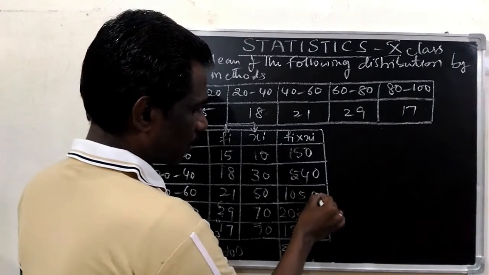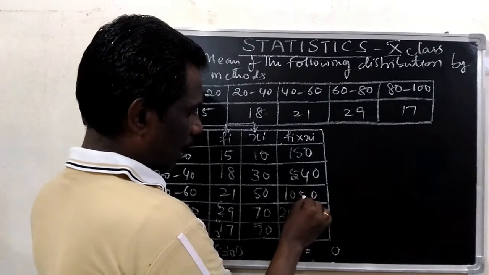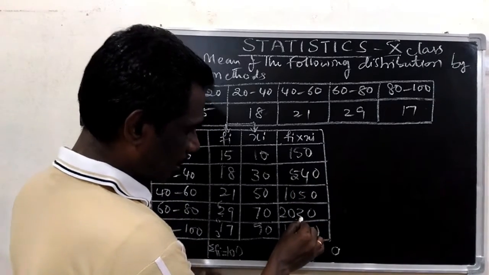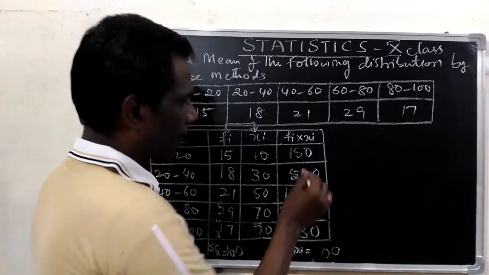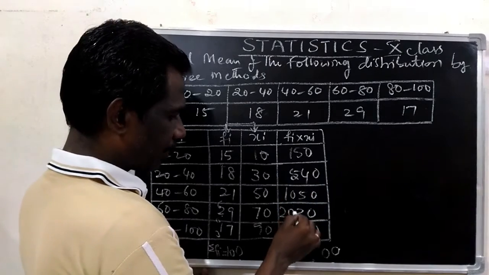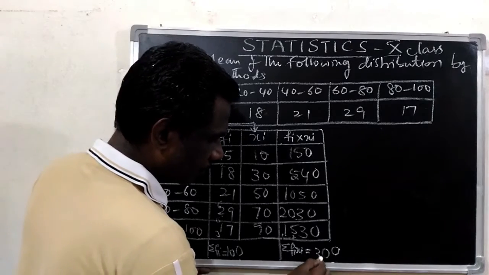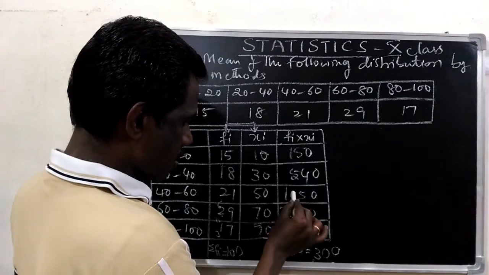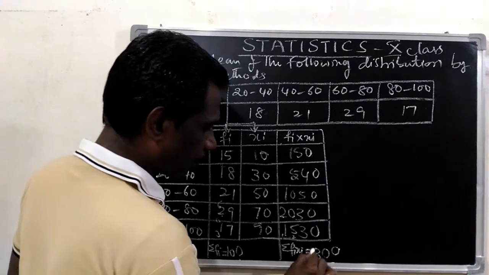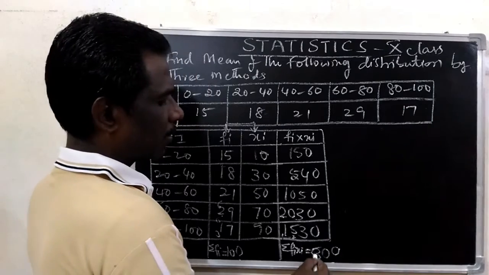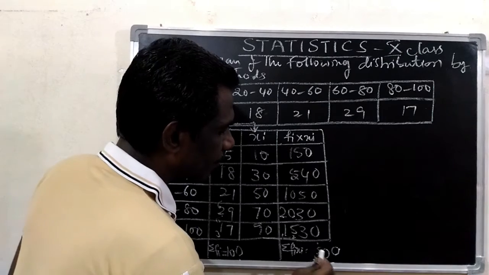Here, 0 0 0 0 0, you can write it as 0. 5 plus 4 is 9. 9 plus 5 is 14. 14 plus 3 is 17. 17 plus 3 is 20. 1 plus 5 is 6. 6 plus 5 is 11. 11 plus 2 is 13. And next 1 plus 2 is 3. 3 plus 1 is 4. 4 plus 1 is 5. So it is 5,300.